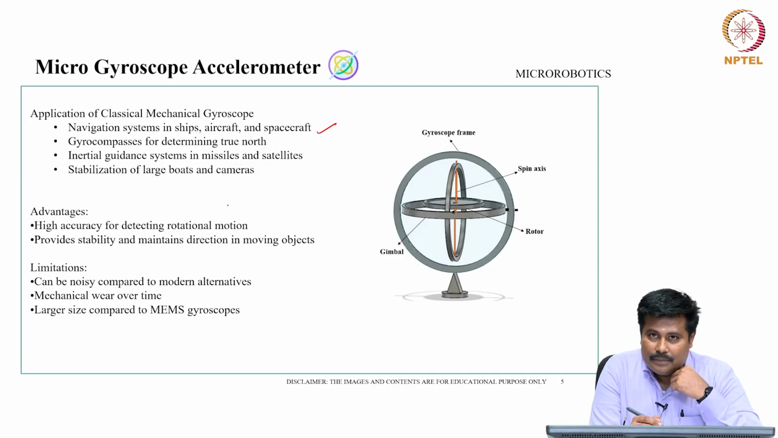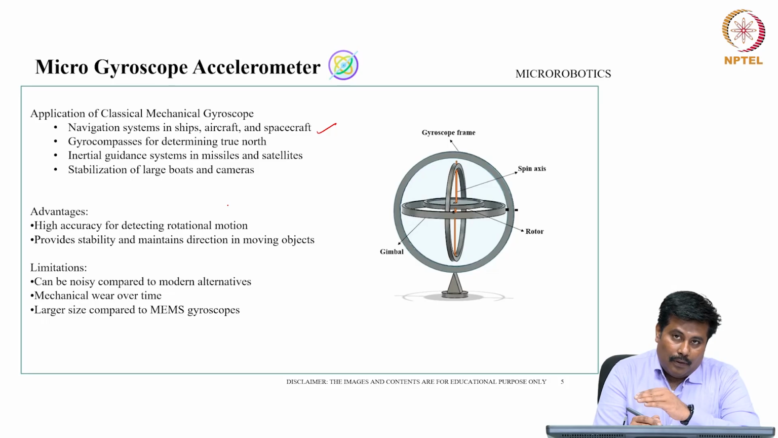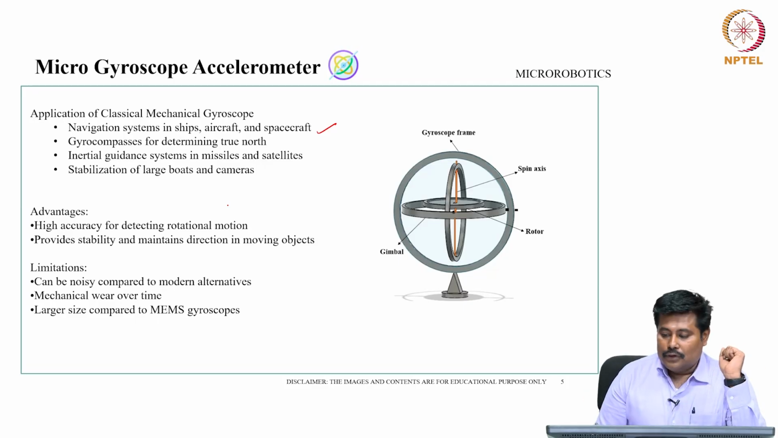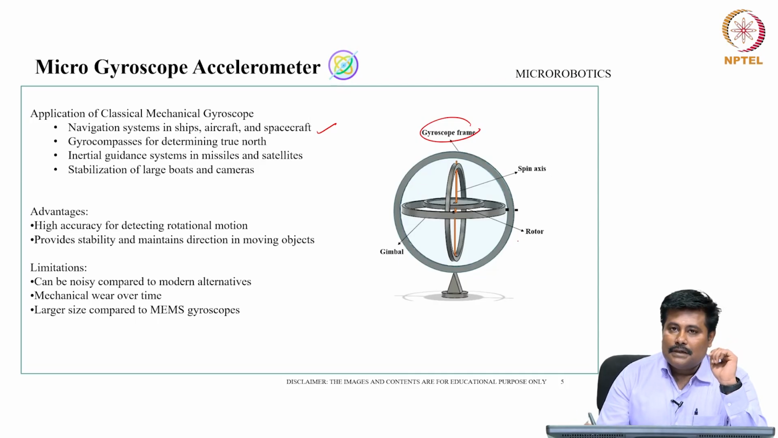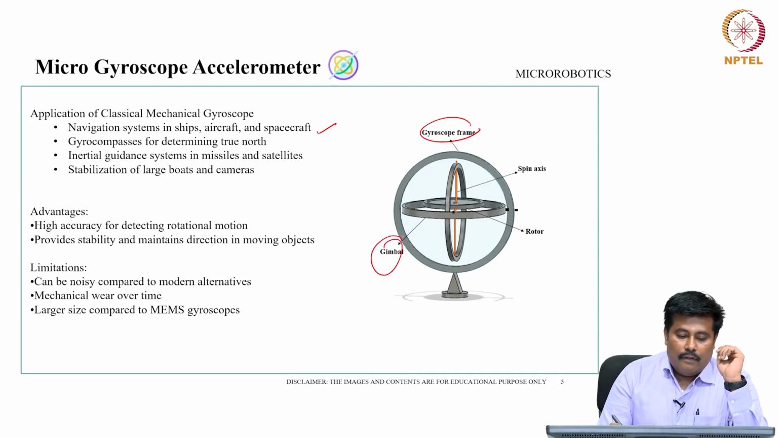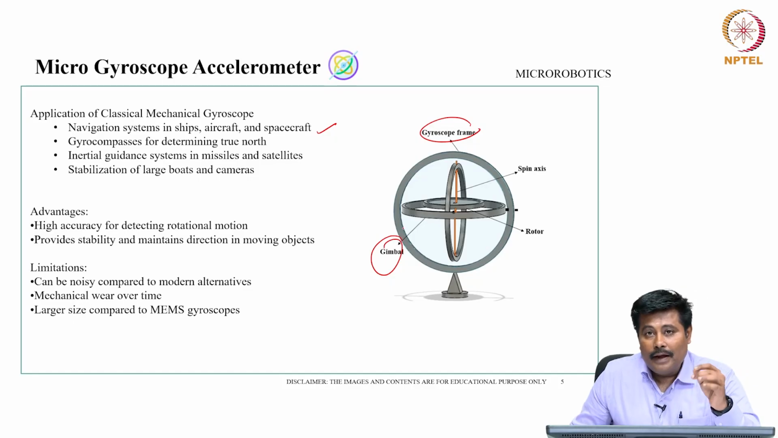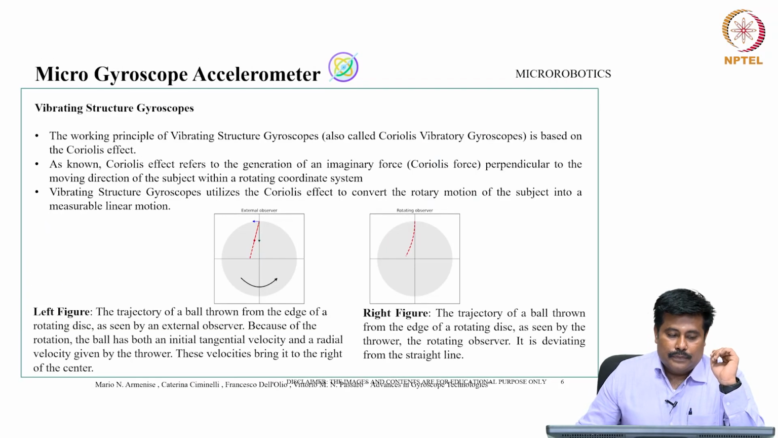As far as limitations are concerned, it can be noisy compared to modern alternatives, has mechanical wear over time, and has a large size compared to the MEMS gyroscope. So this is the overall construction of the gyroscope. Basically, as mentioned, it has a gyroscope frame, a spin axis, a rotor and a gimbal which takes care of the entire functionality of the gyroscope.